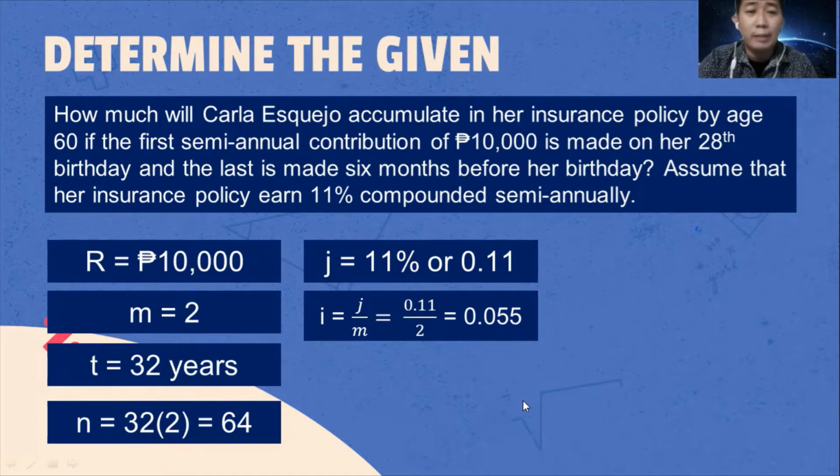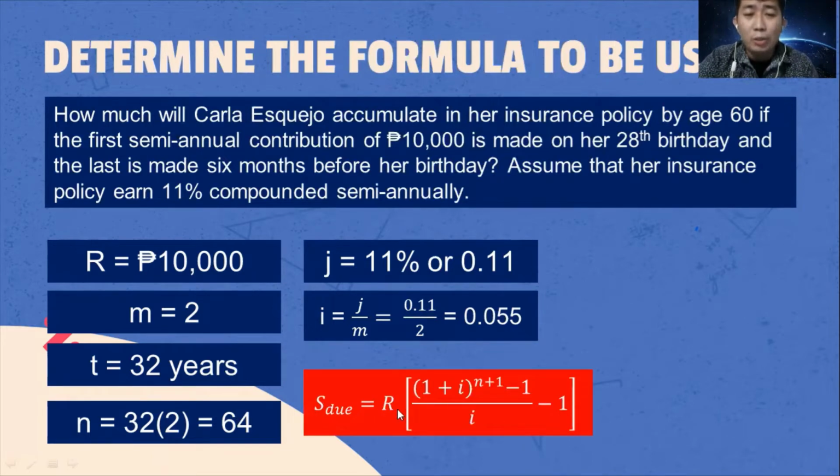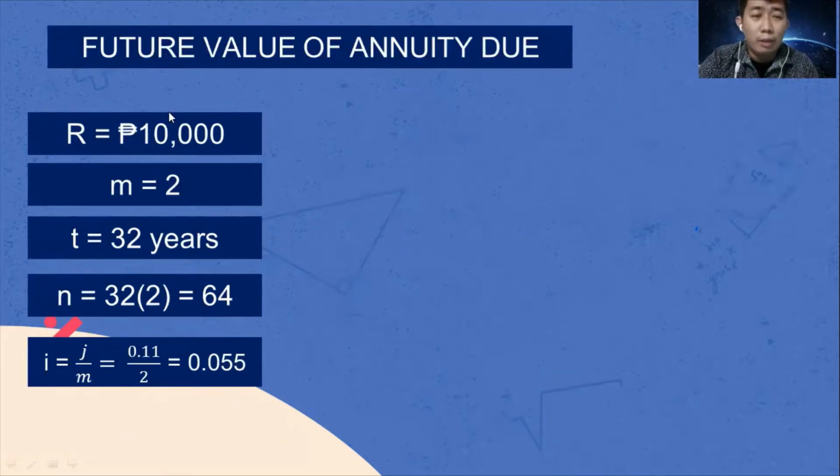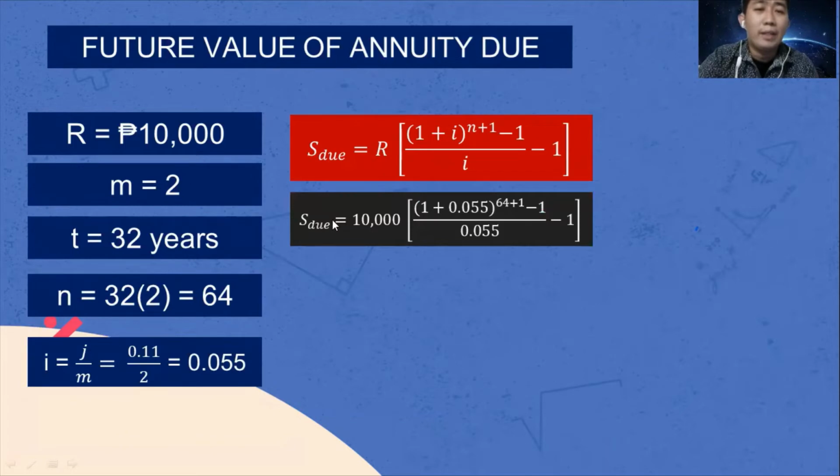Since we have the values already, let's now determine the formula to be used. The annuity due is equal to R multiplied by the quantity of (1 plus I) raised to n plus 1, minus 1, over I, then minus 1. Here are the values, and we are going to substitute these values into the formula. We have R, that is 10,000. I is 0.055. N is 64, plus 1, minus 1, over I, which is 0.055, then minus 1.